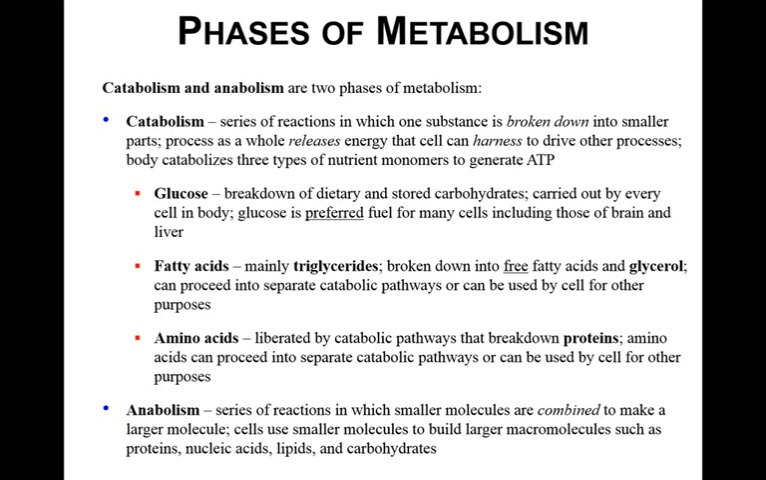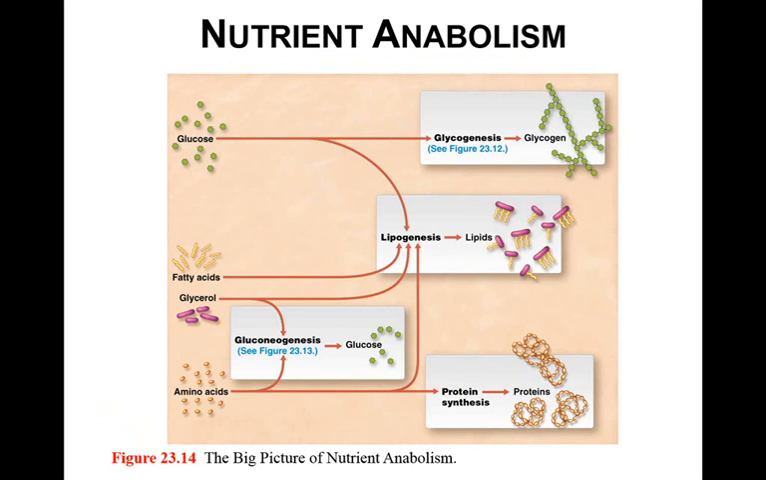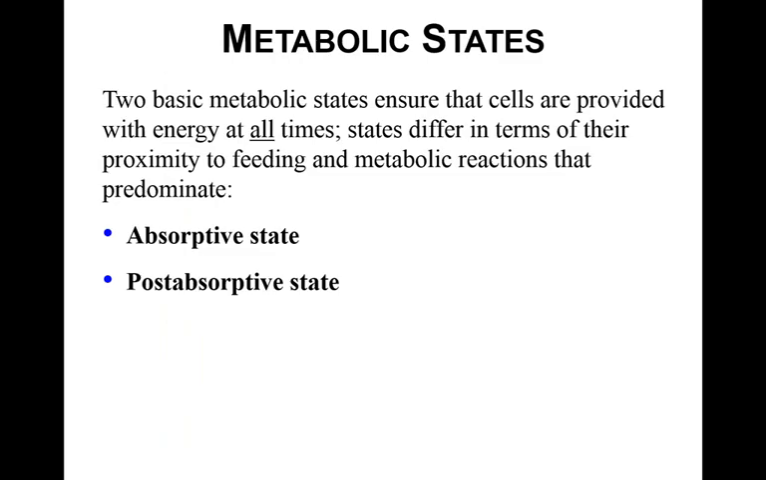And then the other phase is anabolism, and this is when you're combining smaller molecules in order to build something up. We combine small molecules in order to get proteins, lipids, carbs, and nucleic acids. And this is just showing you some of that nutrient catabolism, and then this is showing you nutrient anabolism.